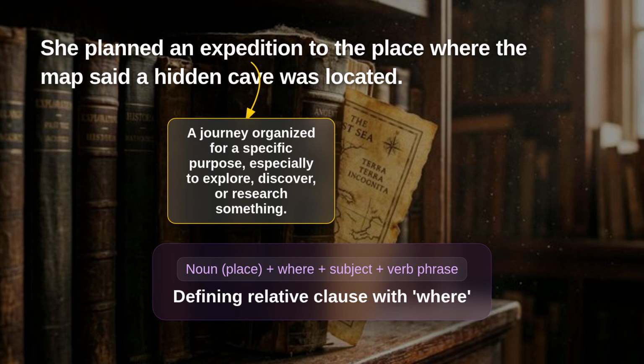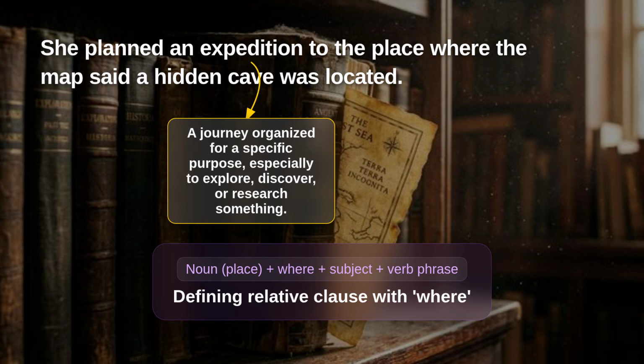Here we have a new relative pronoun, where. We use where when the noun is a place. Who for people, that and which for things, and now where for places. The place where the cave was, the city where I grew up, the park where we met. Where tells us about a location.